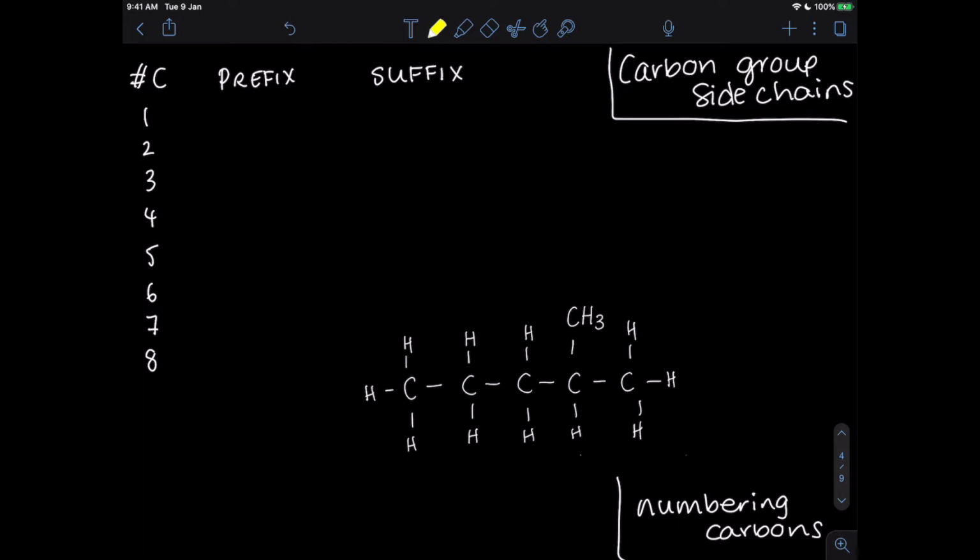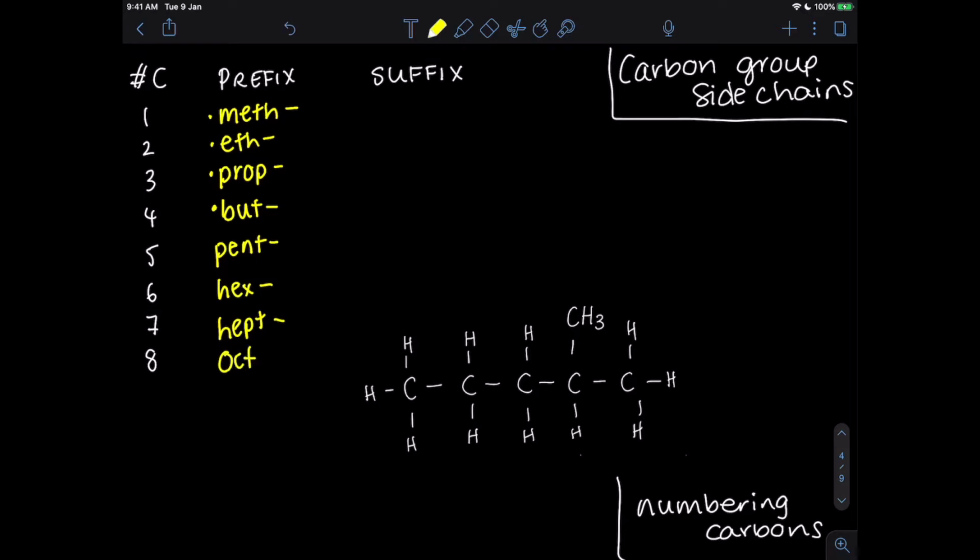So 1 carbon, meth, 2 carbons, eth, 3 carbons, prop, 4 carbons, but, and remember that's mice eat peanut butter. And then we're into our shape naming: pent, like pentagon, hex, hept, and oct. So we're going to use these as a way to help us identify our side chain.